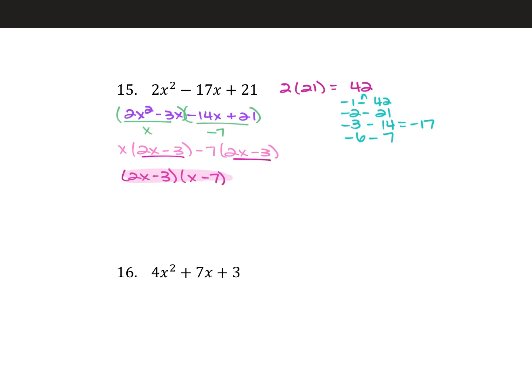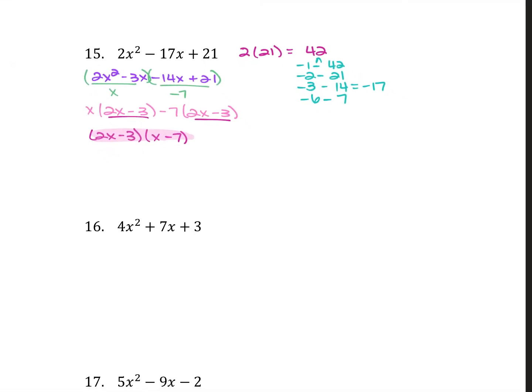For 16, we have 4x squared plus 7x plus 3. We're going to multiply the 4 times the 3. That gives us 12. We want the factors of 12 that add to be 7. We have 1 and 12, 2 and 6, 3 and 4. If both of these terms are positive, the 3 plus 4 gives you 7. So this gets rewritten as 4x squared plus 3x plus 4x plus 3. If you want to also write this as 4x squared plus 4x plus 3x plus 3, you can do that also. It's totally up to you. You're going to get the same answer.